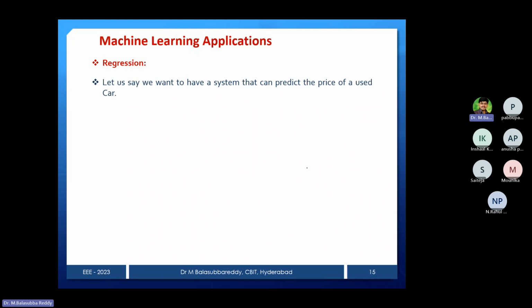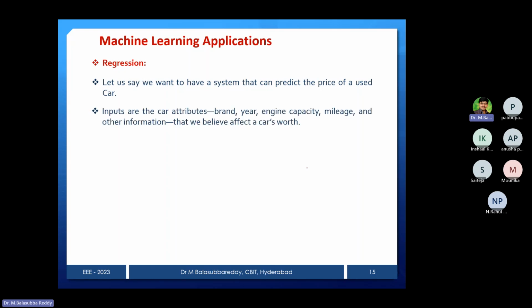In this, we predict the price of a car. Nowadays a lot of apps do this. The inputs are the car attributes: maybe brand, year, engine capacity, mileage, and other information that we believe affects the car's worth. So based on this data only, suppose it is a second-hand car, something like that.